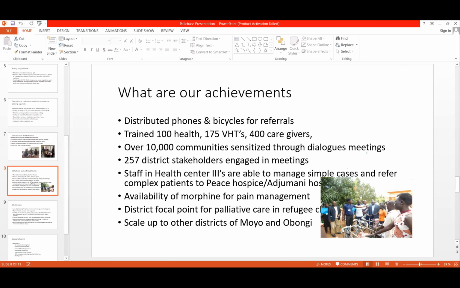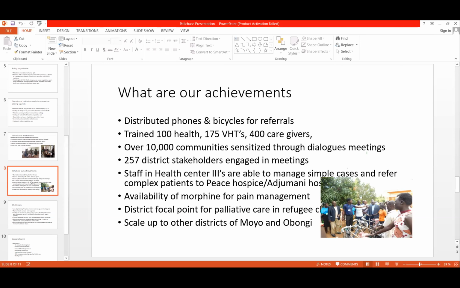Those are the number of health workers that we've trained: around 100 VHTs, around 175 health workers, and we trained about 400 caregivers. That covers the whole of these settlements. We have around 18 settlements within Adjumani district. And also, as I told you initially, the radio talk shows are being listened to by so many people and stakeholders. Over 257 of them attended the meetings.